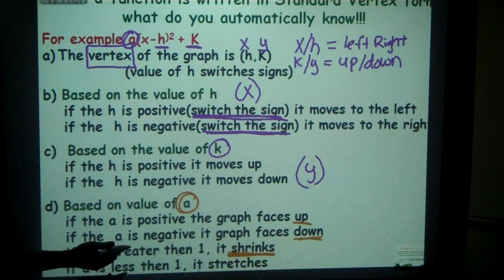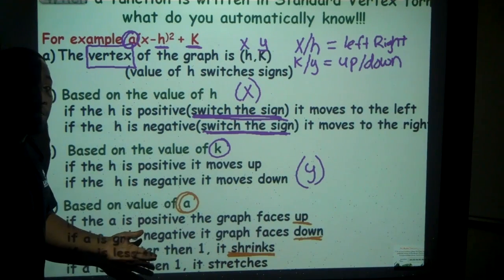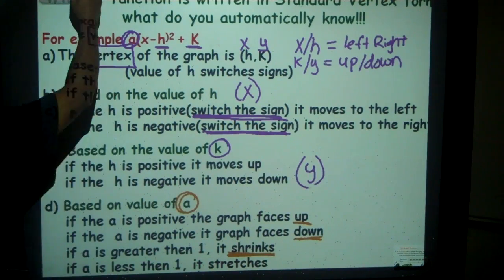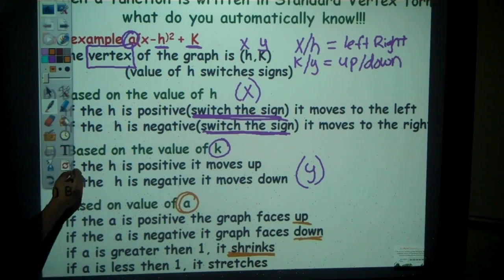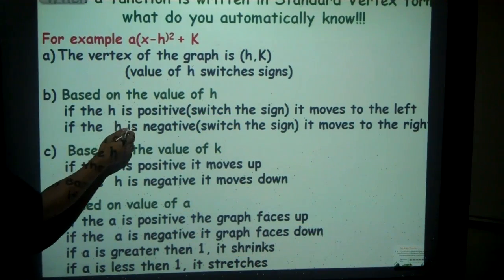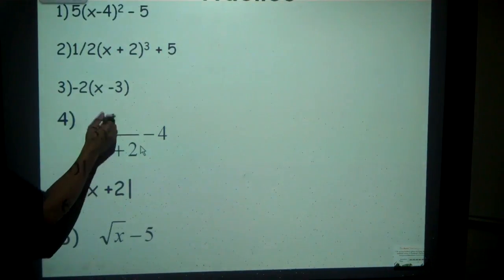Now, hopefully this makes sense. Let's do a couple of examples so we can get it all together. I hope you guys are writing this down. Alright, let's do an example.